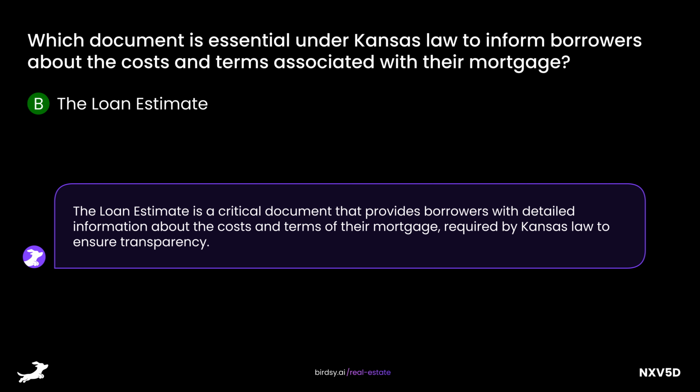The loan estimate is a critical document that provides borrowers with detailed information about the costs and terms of their mortgage, required by Kansas law to ensure transparency.